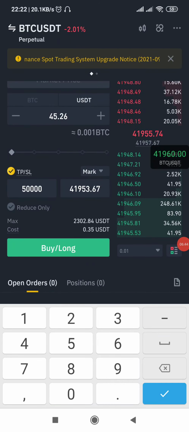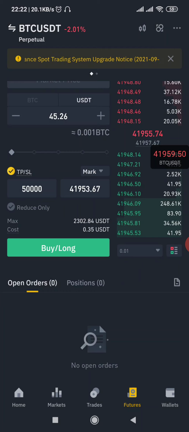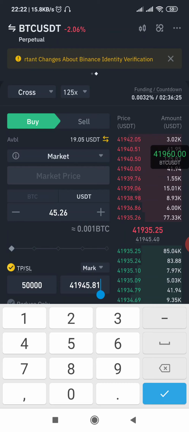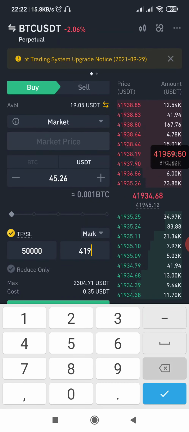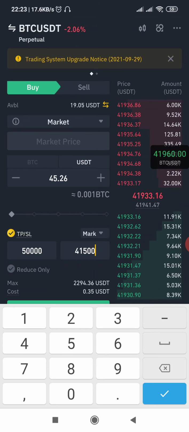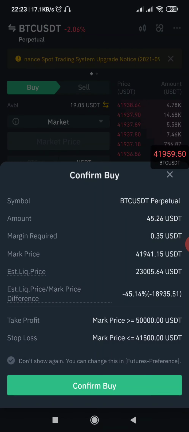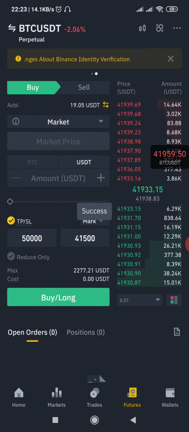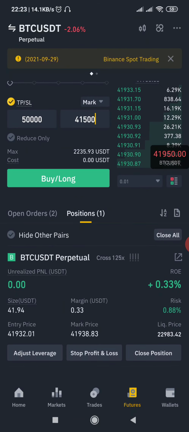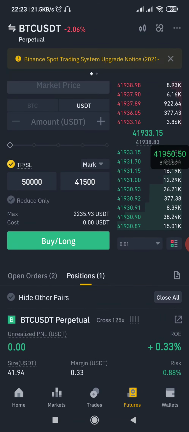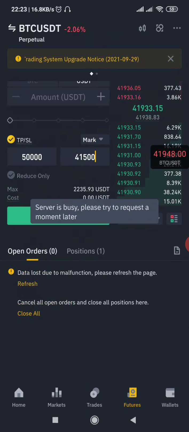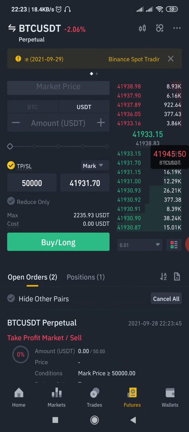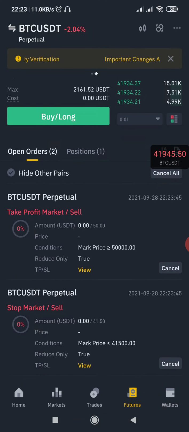I hope that is taken, so I'll just click on buy. $41,500. Can you see it starts to run immediately? And here you will see your open orders. My network is poor. Okay, you see your open orders here.